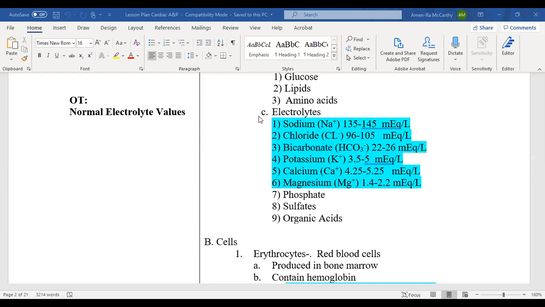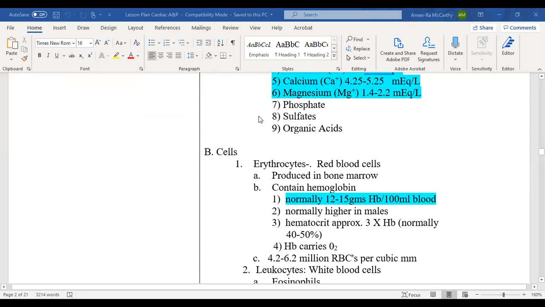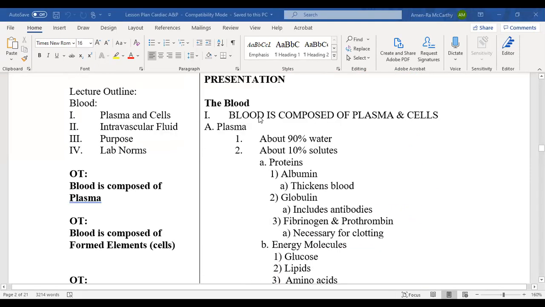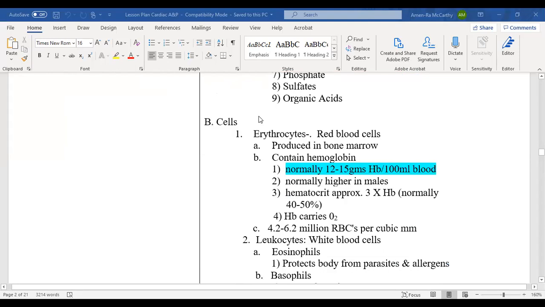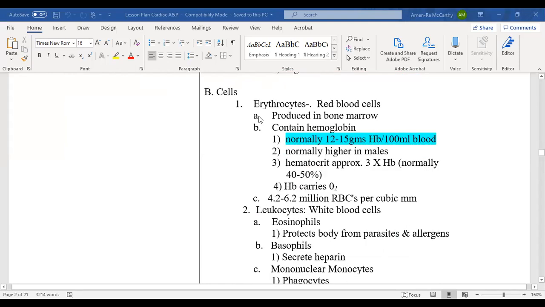Okay? All right. Now, that was the composition of the plasma. What about the cells? The actual cells of the blood. Well, one type of cell is called erythrocytes, which are the red blood cells. The red blood cells are produced where? Where do we make the red blood cells? In bone marrow. Good. Produced in bone marrow.